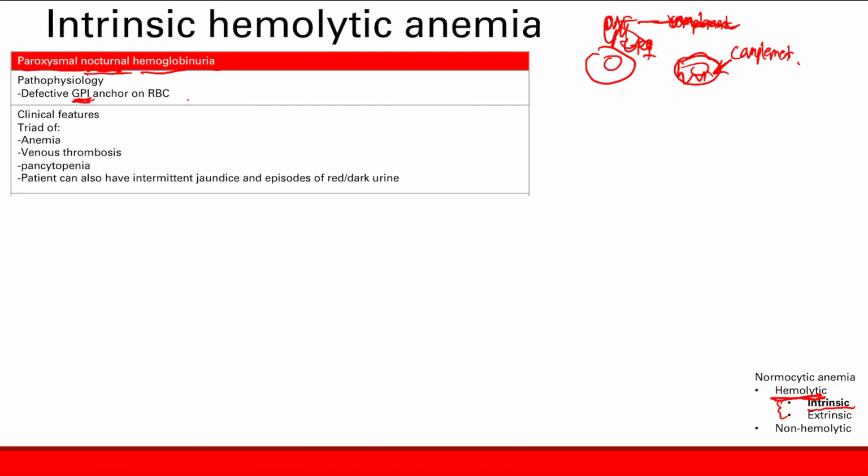And the clinical features here you're going to see are going to be a triad of anemia due to hemolysis. You're going to get venous thrombosis, and you're going to get pancytopenia. So the venous thrombosis is because of release of prothrombotic factors from your lysed red blood cells and platelets. And then pancytopenia is just these patients are at risk for bone marrow insufficiency for some reason.